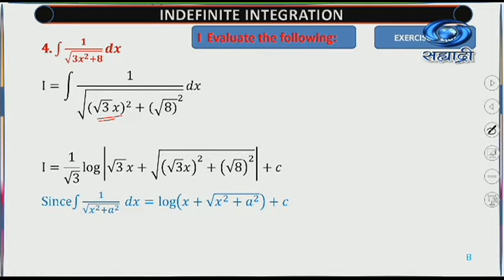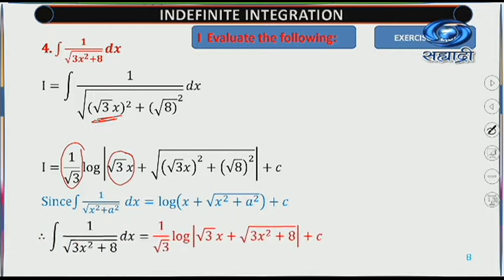Okay, so I think you remember whatever hints I have given at that time also. So this is nothing but 1 upon root 3 log. Why 1 upon root 3? Because root 3 is the coefficient of x, which you will get in the denominator. So to write it in the denominator, we'll write it properly as 1 upon root 3 log. As usual, we'll use the formula. This is your x plus root of whatever the term is given to you, that is root of (root 3x) square plus (root 8) square, plus constant of integration.